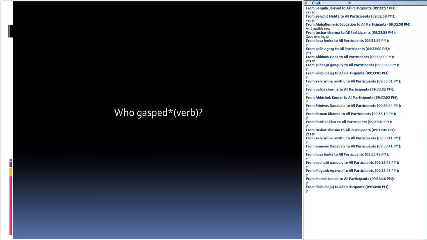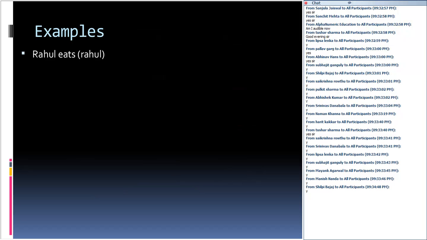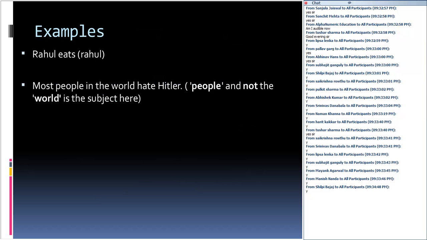Now what will happen? Some other examples. If you look at this sentence, it says Rahul eats. So who is the subject? The subject is Rahul. We are talking about Rahul. Similarly, most people in the world hate Hitler. So we are talking about people. Who is doing this hating? The people. So the subject is the people and not the world.